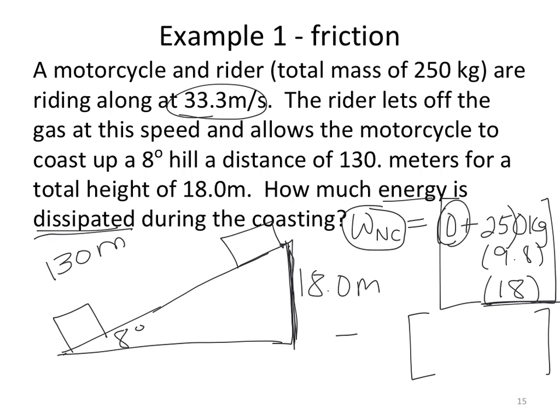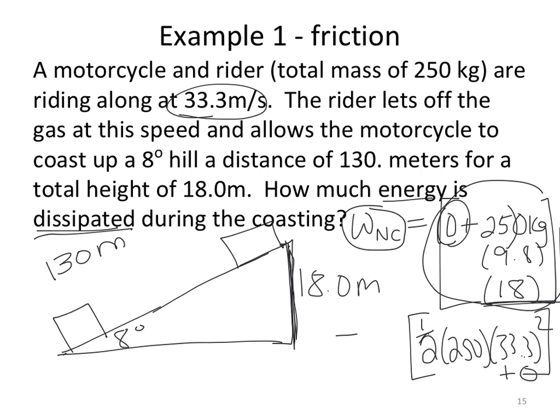Minus, what did we start with? Well, we didn't start with any height, but the motorcycle was moving at 33.3 meters per second. So I'm going to go one half mv squared, but it didn't have any potential. It was down here. So I can take all of the final minus all of the initial, and the difference between those two is what we lost to friction. So you can calculate.